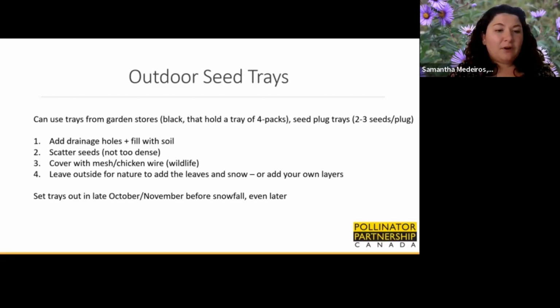Basically, after you've scattered the seeds, you're going to cover with mesh or chicken wire, put some leaves on top, and allow the snow to create a blanket of insulation on that. You can set your trays out in October and November or before snowfall, but our seasons have been kind of weird where the snow doesn't always stay on the ground, and I've been trying to take advantage of that by making seed trays in December or in January. If I see the snow is coming, I put my seed tray out and let the snow do its thing.